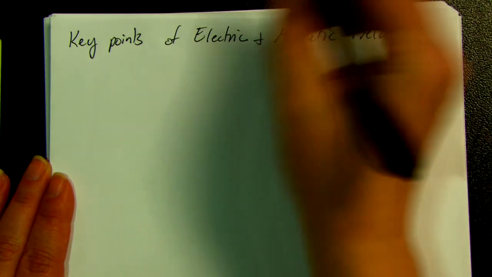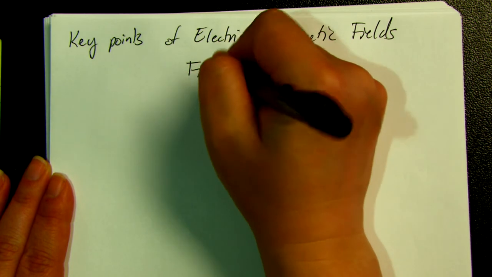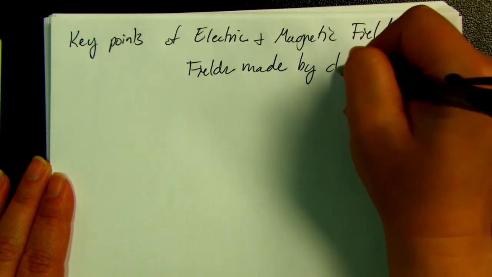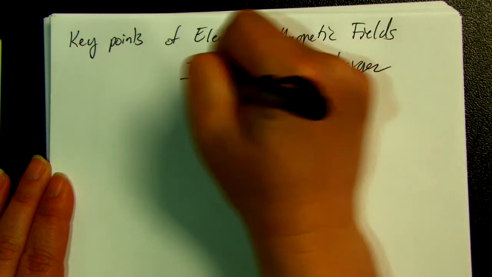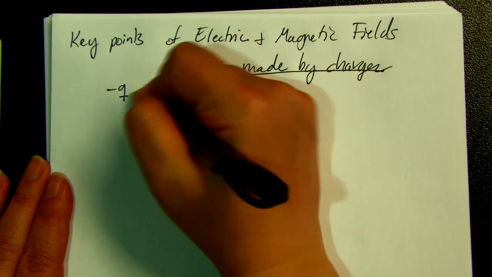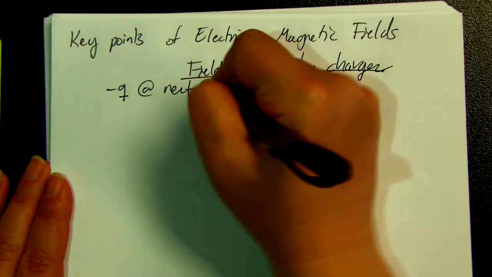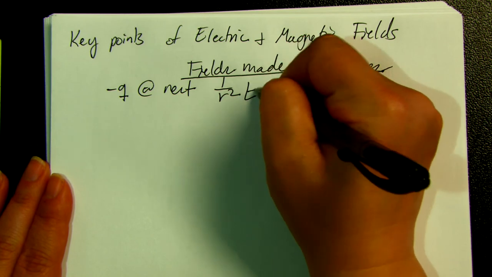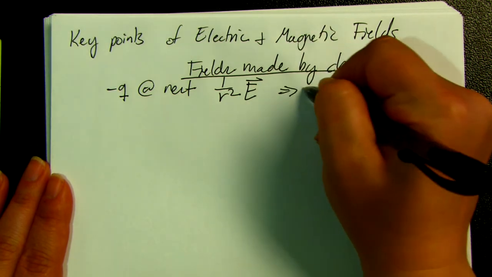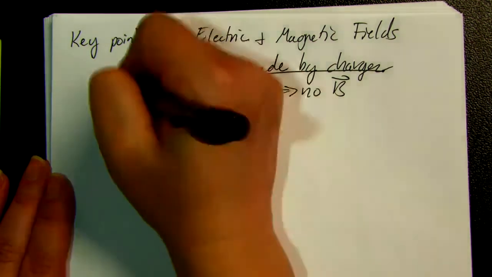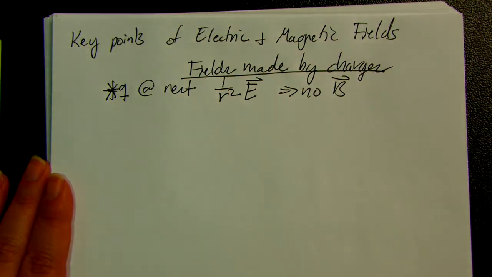All right, so a couple key points of electric and magnetic fields. Fields made by charges: so minus Q is at rest. So you have a 1 over R squared E field and no B field. Sorry, 0.